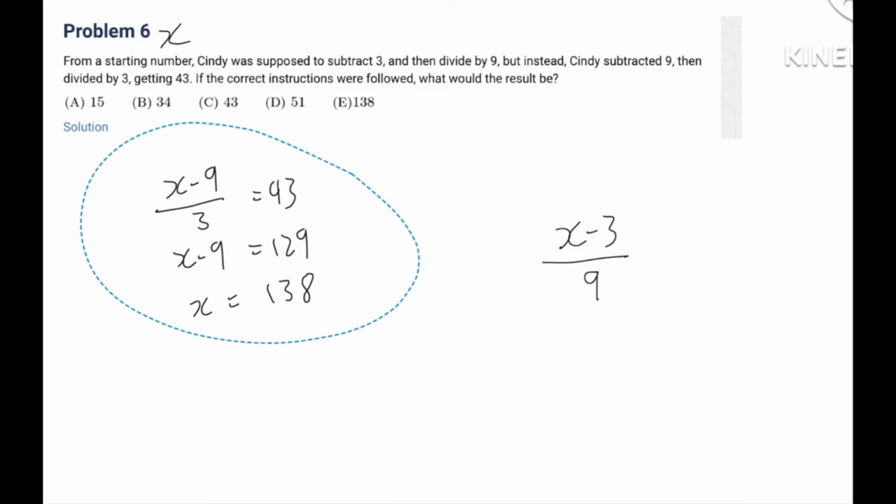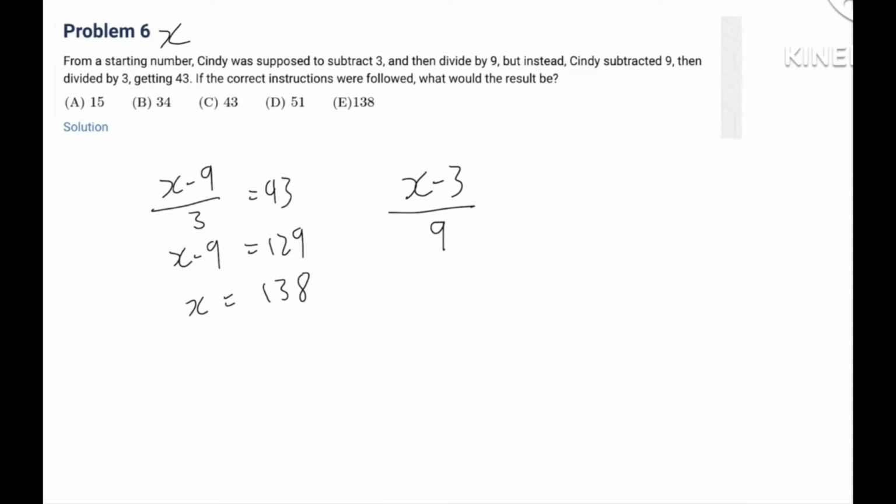So if we want to get the correct result, then this equals (138 minus 3) over 9, which is 135 over 9, which is 15. So the answer for problem number 6 is A. Problem number 7.